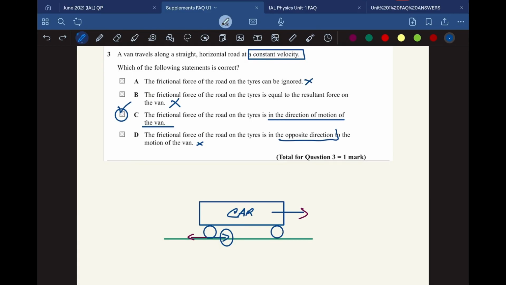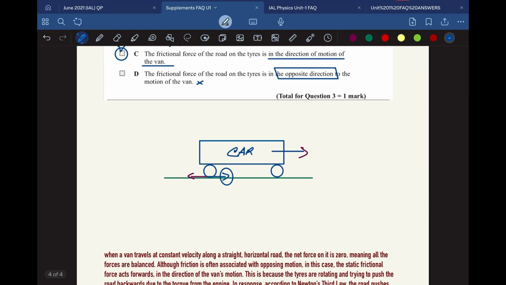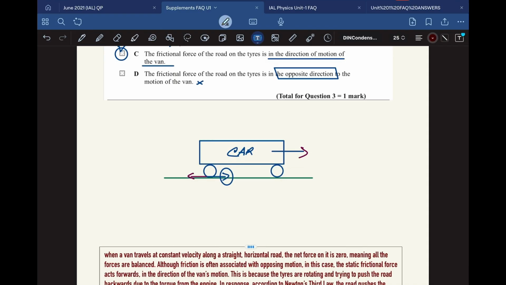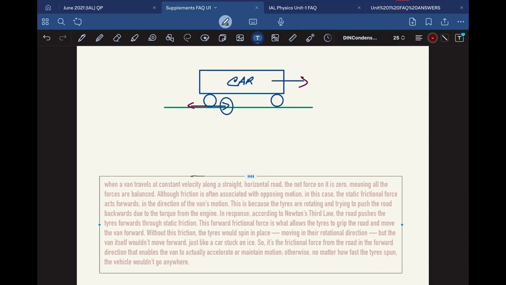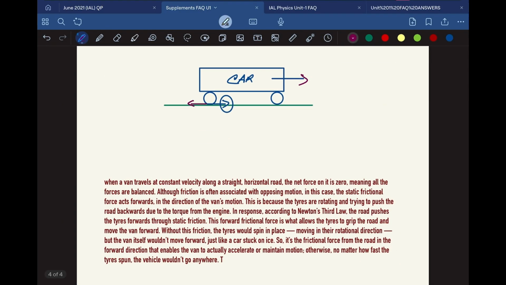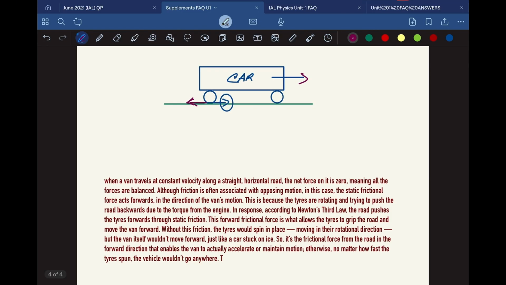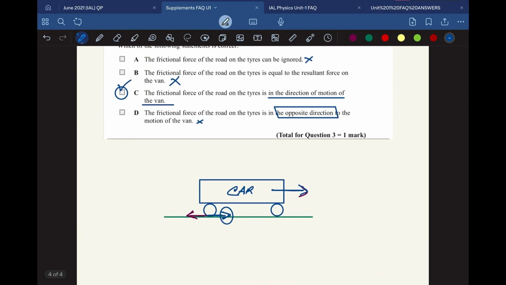No, it is not in the opposite direction. The force that was in the opposite direction was the force that the car gave to the ground, right? This was the force that the car gave to the ground, which was in the opposite direction, and the frictional force given by the ground to the car was in the forward direction, and the car was also moving in the forward direction. So we can say our correct answer is C. The frictional force of the road on the tire is in the direction of motion of the van.